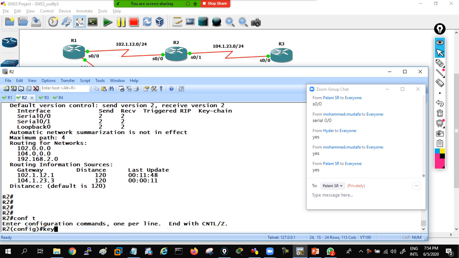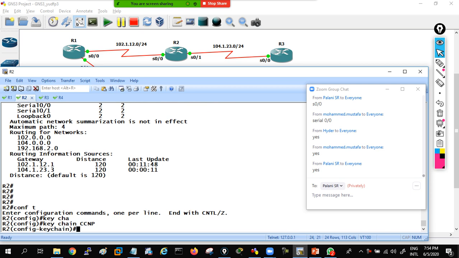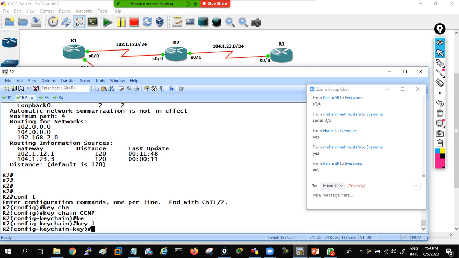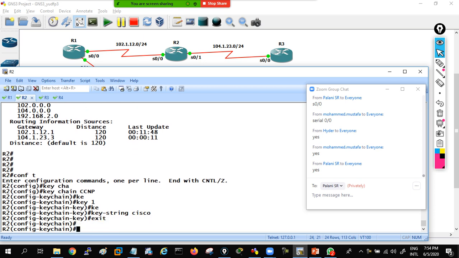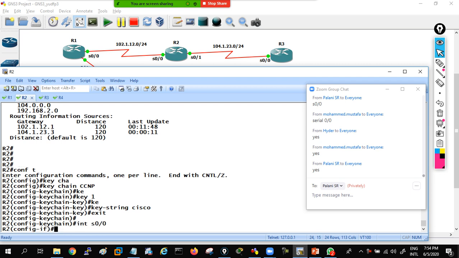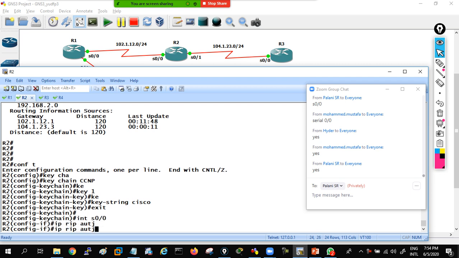Okay, then the keychain is CCNP, the key ID is 1, which should match, and the key string is Cisco. So I have created a keychain, guys. Now let's apply it on the serial 0/0 interface. Interface serial 0/0, ip rip authentication.